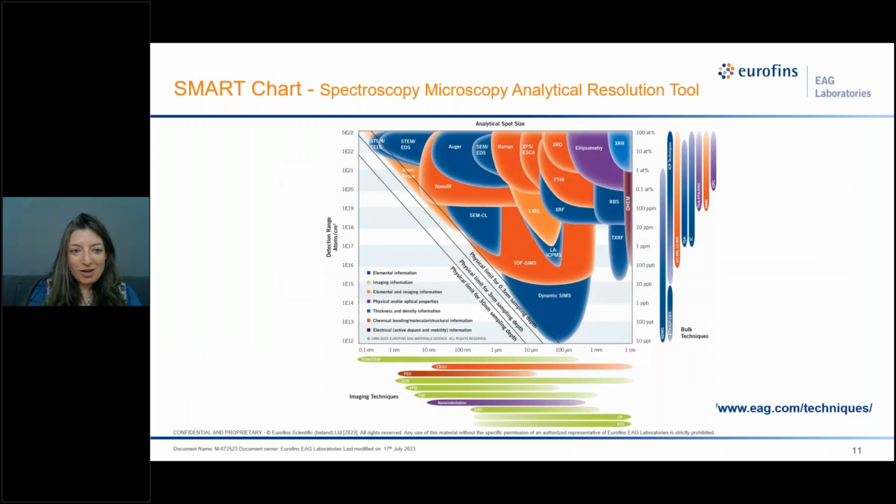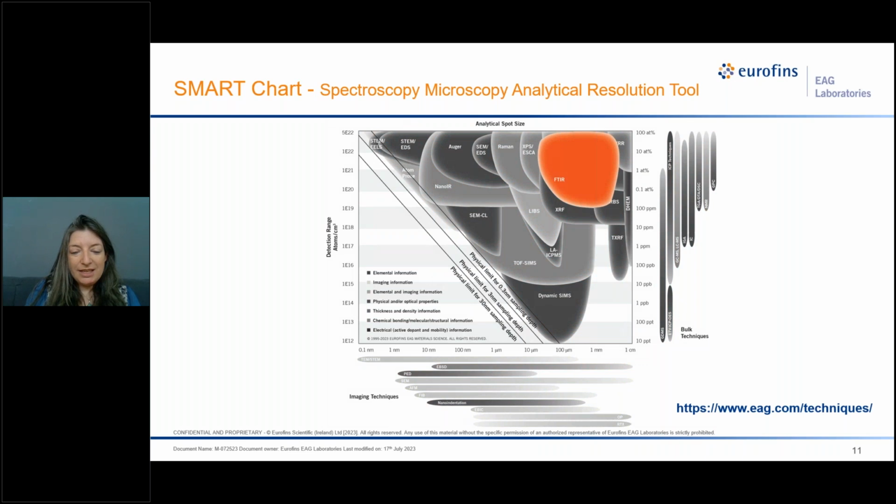All right, so now let's talk about our smart chart. This is a very useful tool for understanding detection limit and spot size, and so we call it the Spectroscopy Microscopy Analytical Resolution Tool. What you can see here on the x-axis, we have the analytical spot size ranging from 0.1 nanometers to 1 centimeter, and then we have the detection limit from percents down to parts per trillion. So now let's take a look at our three techniques.